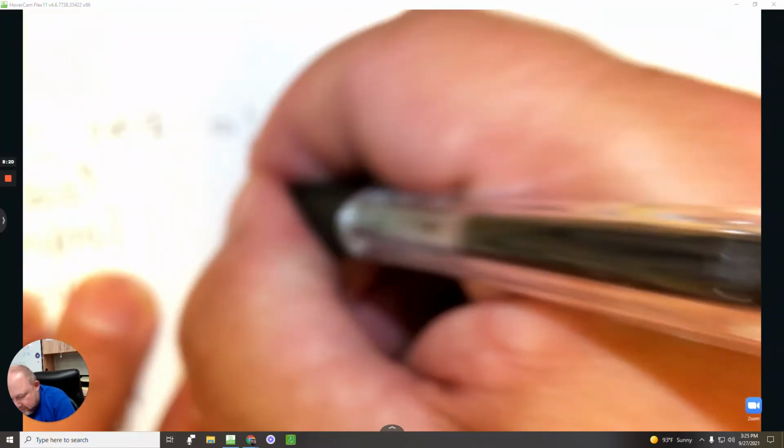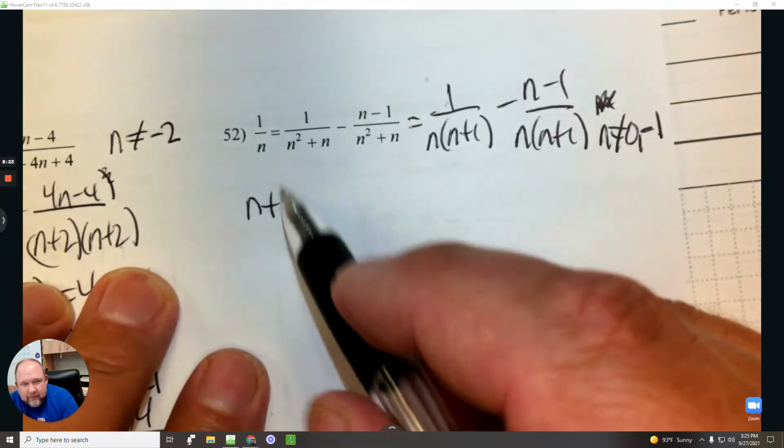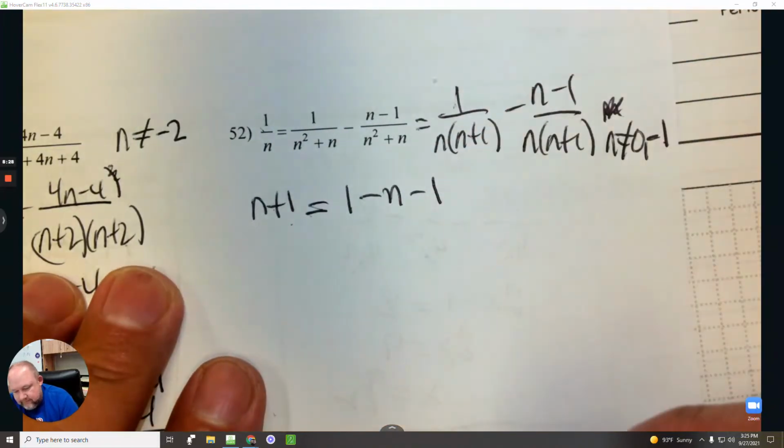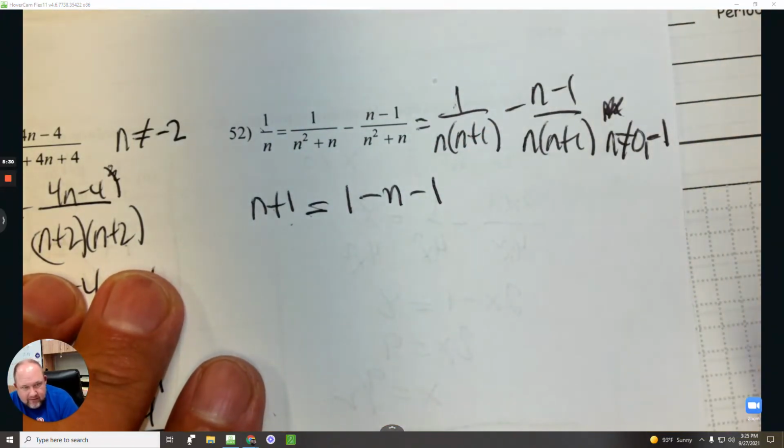But I really only want to focus on the top. So n plus 1 times 1 is that. The rest are going to stay the same. And that's what I'm going to solve.